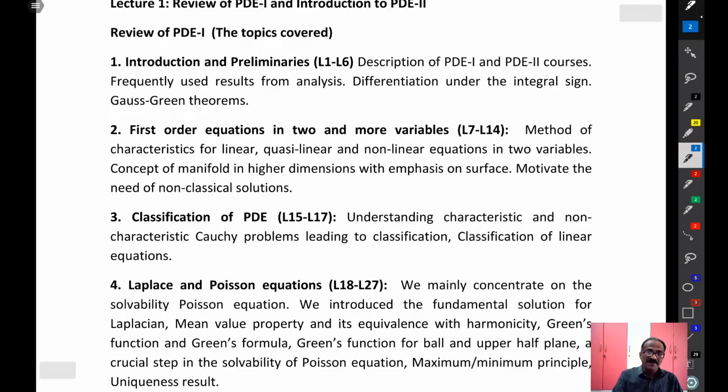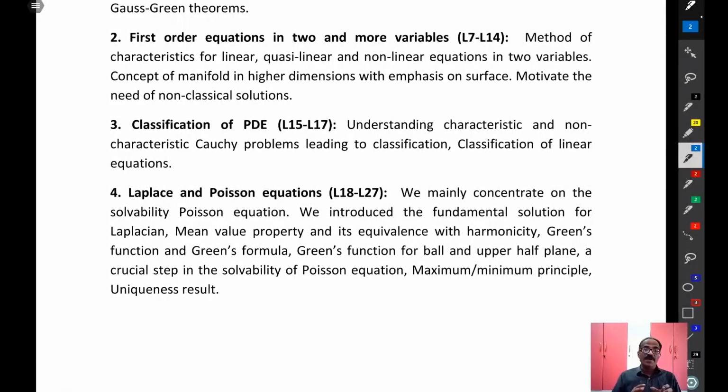Based on that, it's unlike ODE. ODE is basically classified into linear and non-linear. But you have seen that's not enough for PDEs. Using the characteristic and non-characteristic Cauchy problem led to various classifications like elliptic, hyperbolic, and parabolic. Even for linear equations, you will have this type of classification.